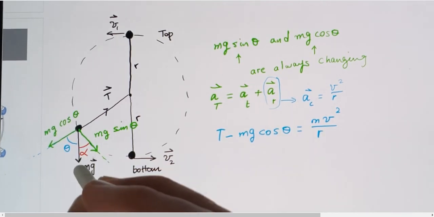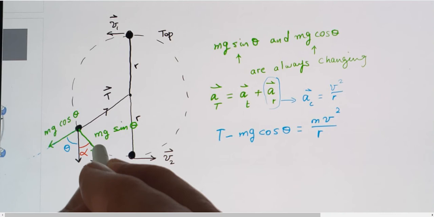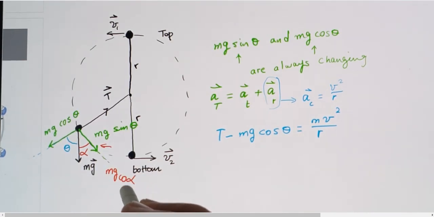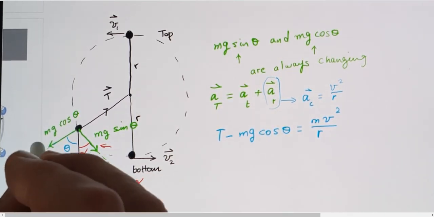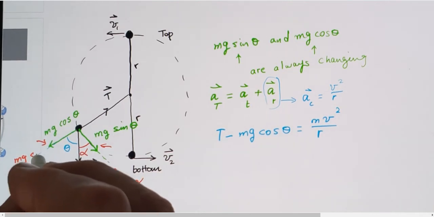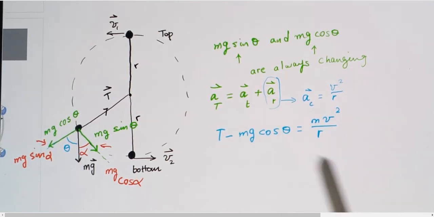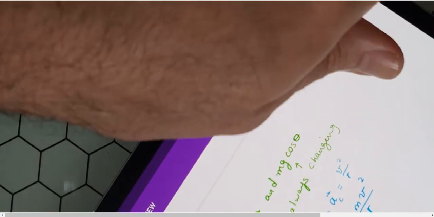Let's say this is alpha. So then this one will be mg cosine alpha, and this one will be mg sine alpha. And then you do your calculation or write your equation. It won't make a difference, because you want to write the component.